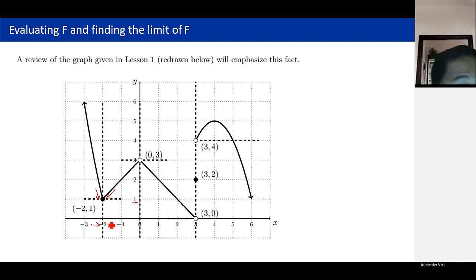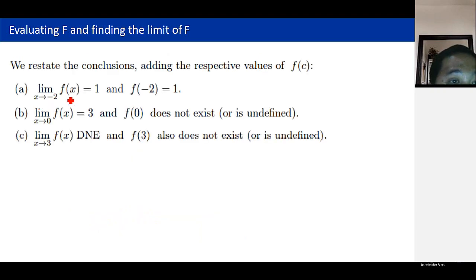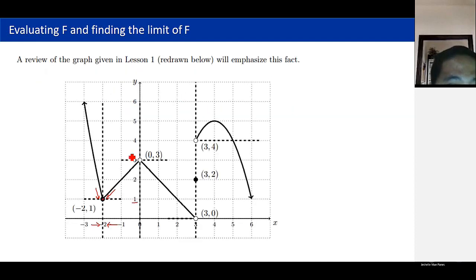Tama, no? Kasi ang limit of f of x as x goes to negative 2 ay 1 based on this graph. And f of negative 2 is also 1. Kasi f of negative 2, ito, titingnan natin ito. Okay. So, that means, ang limit of f of x as x goes to negative 2 ay 1. And f of negative 2 is 1. Babalikan na naman natin yung isa. As x goes to 0, yes?